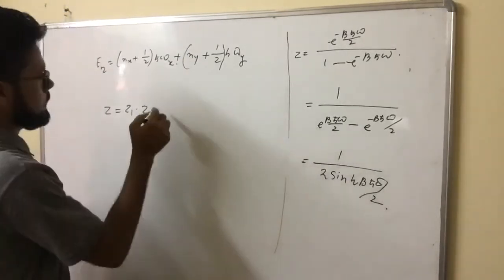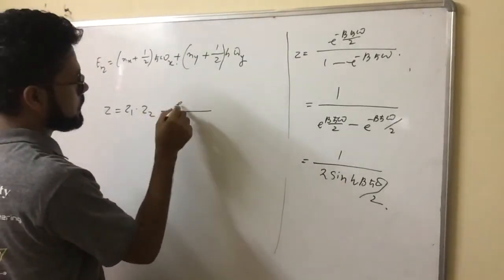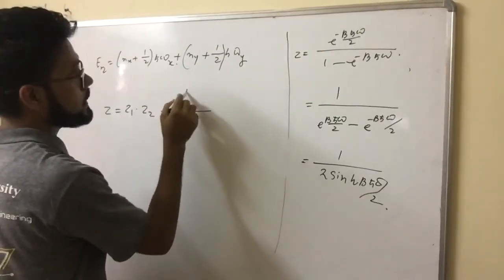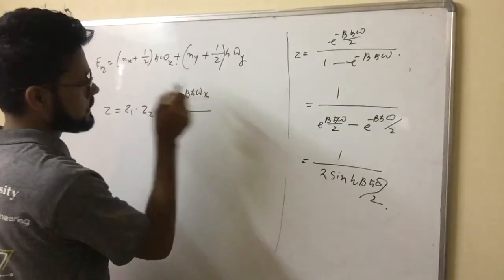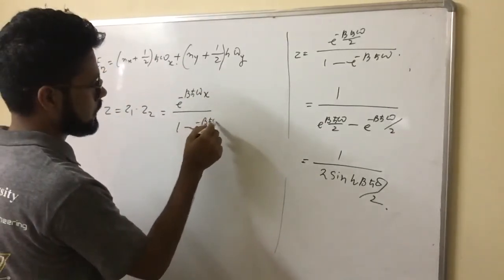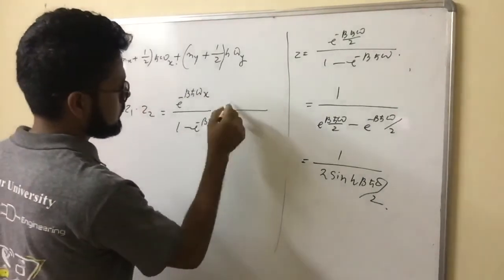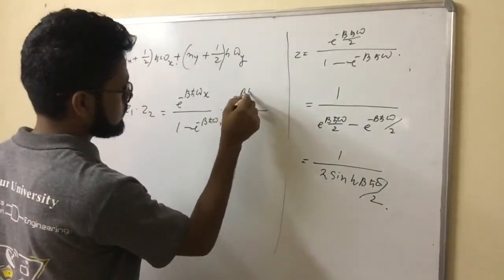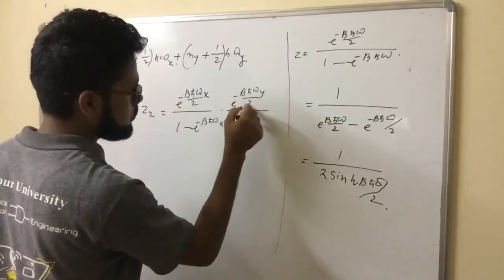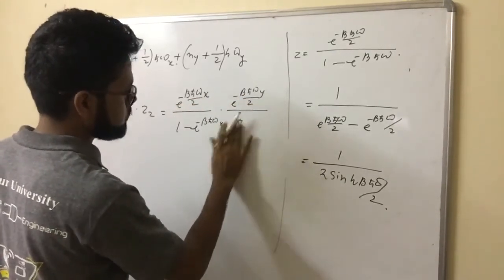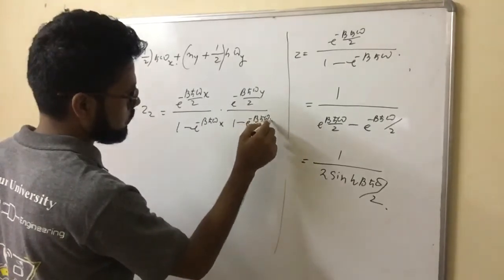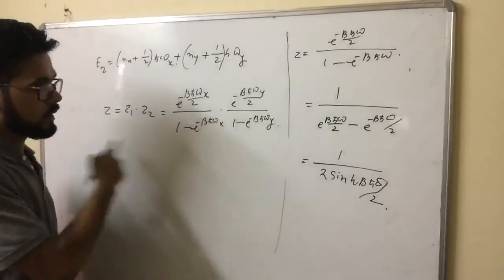Okay, you will get the partition function as e to the power minus beta hbar omega x by 2, over 1 minus e to the power minus beta hbar omega x, into e to the power minus beta hbar omega y by 2, over 1 minus e to the power minus beta hbar omega y. Is it clear? It is 2-dimensional.